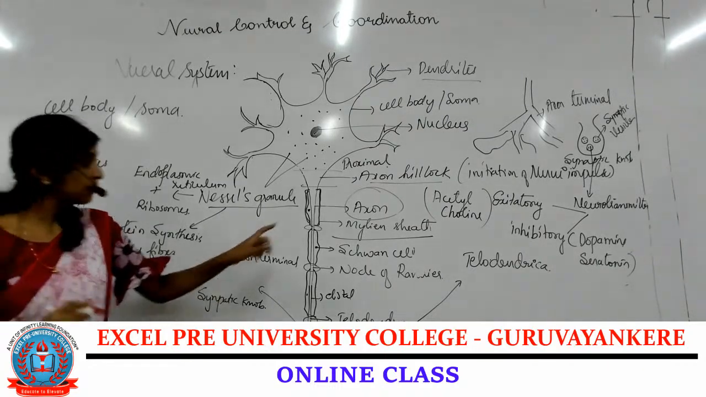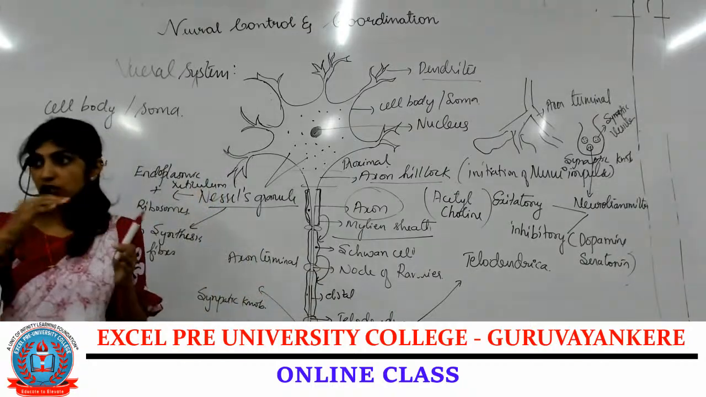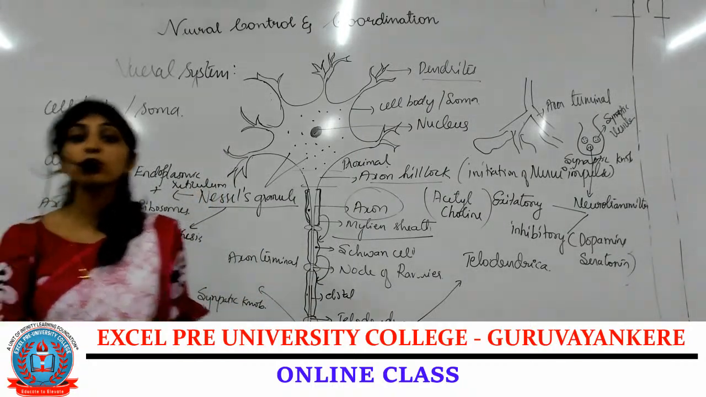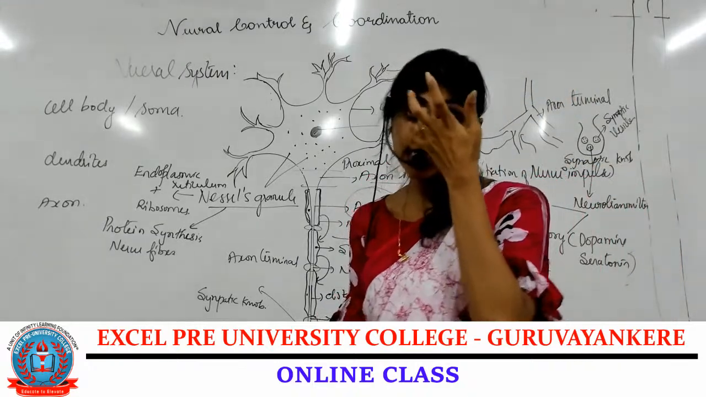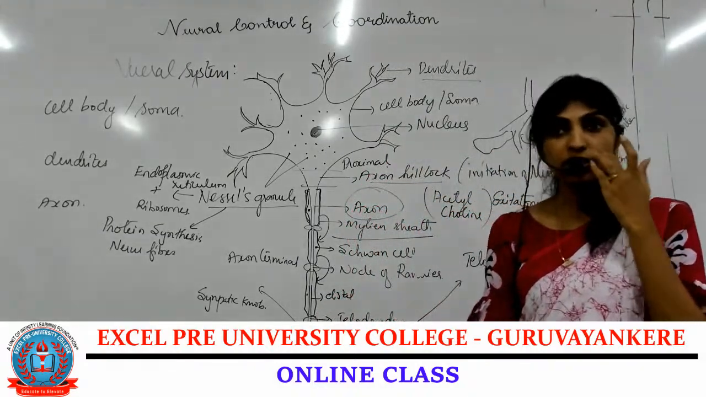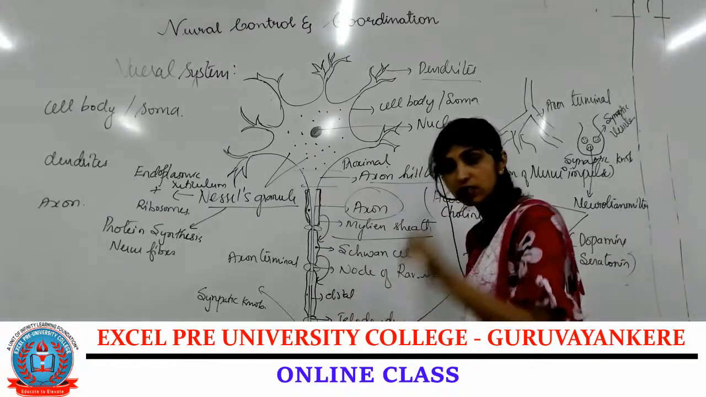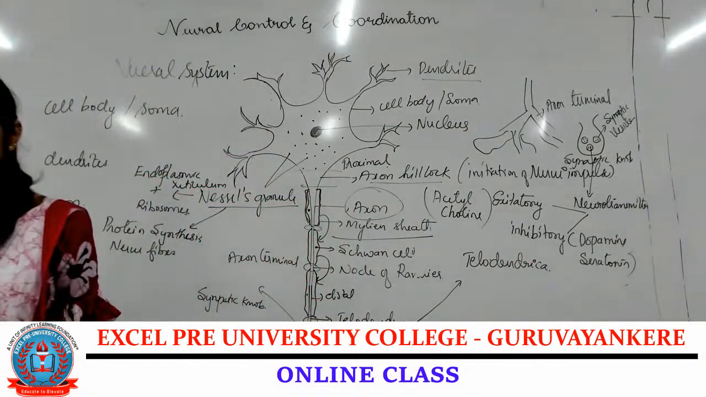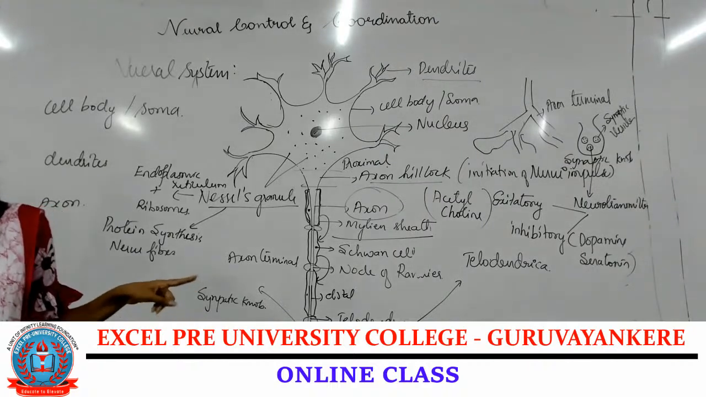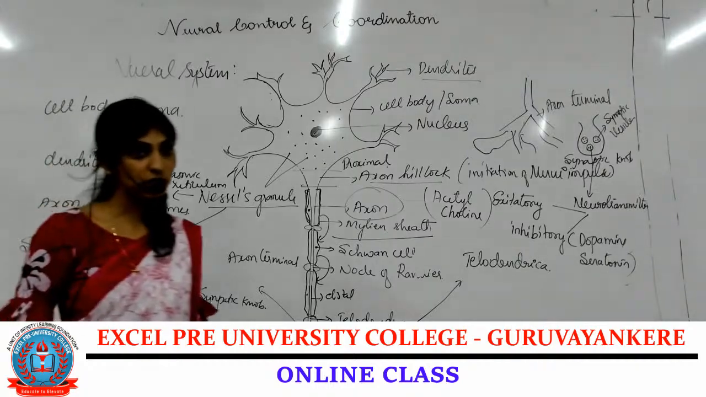Generally, when the impulse is transmitted, the impulse will jump across that gap. This is also called saltatory conduction. The impulse will be transmitted from one myelin sheath to another. This jumping conduction of impulse is called saltatory conduction. Clear now?